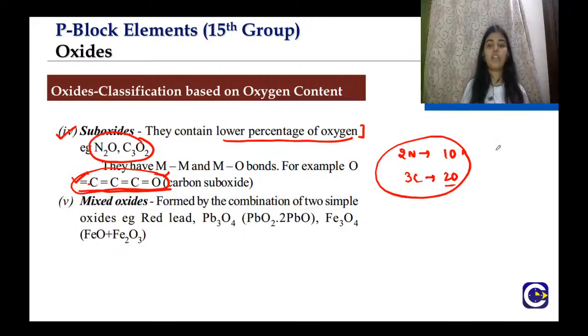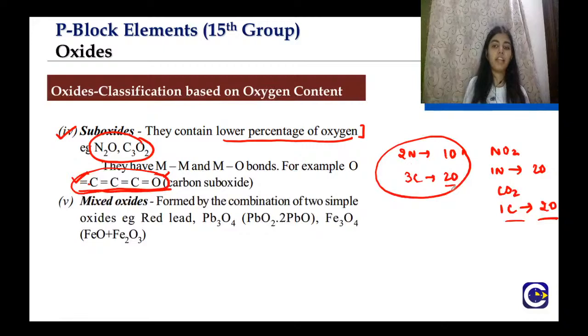While in the general oxide, if you see NO2, 1 nitrogen is having 2 oxygen, or CO2, if you see, 1 carbon is having 2 oxygen, right? So accordingly 3 carbon should be having 6 oxygen, but here the oxygen content is less, so they are known as suboxides. You can remember it that way.